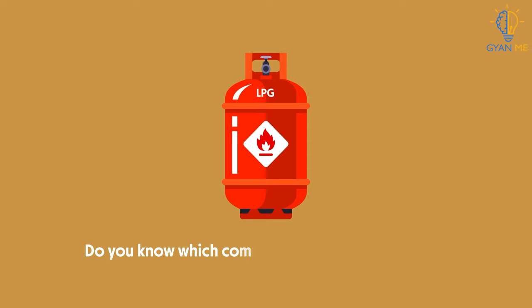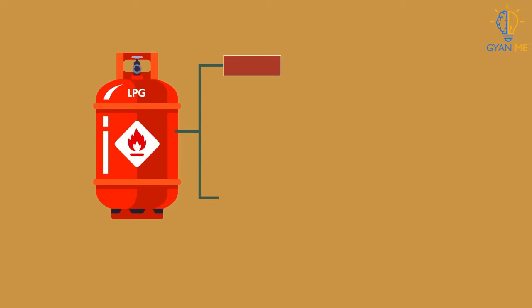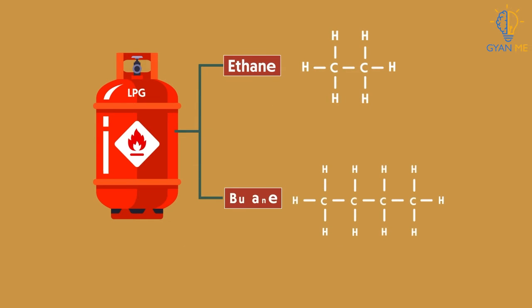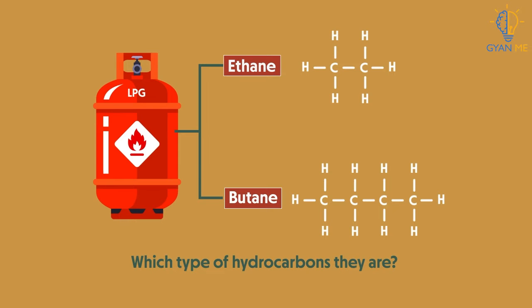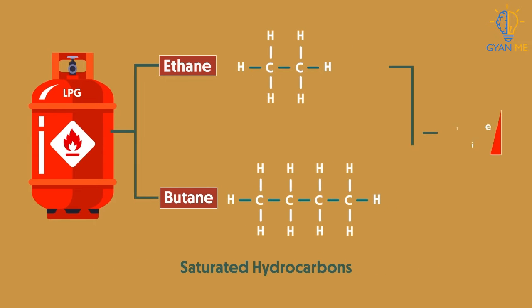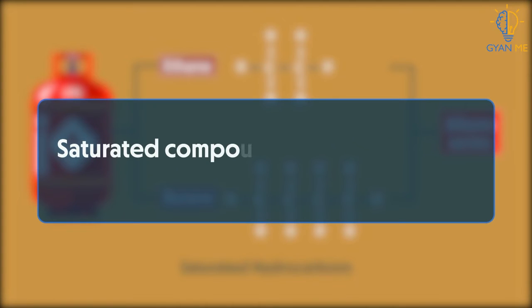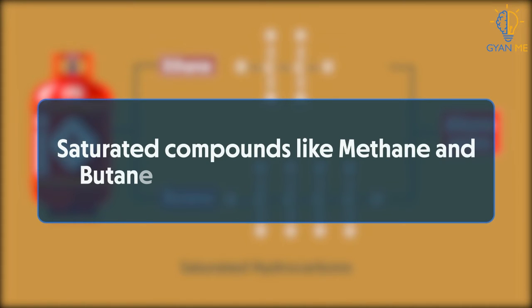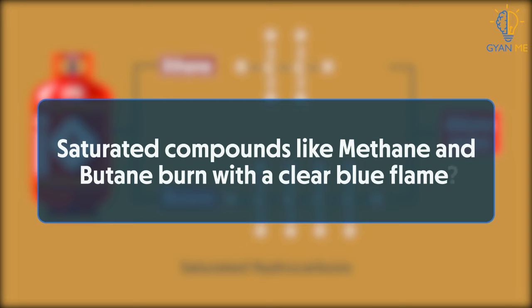Do you know which compounds are present in LPG? Yes, they are gases like ethane, butane, etc. Can you tell me which type of hydrocarbons are they? Clearly, saturated, as they belong to alkane series. So do I mean that saturated compounds like methane and butane burn with a clear blue flame? Yes, it's true. And why so?